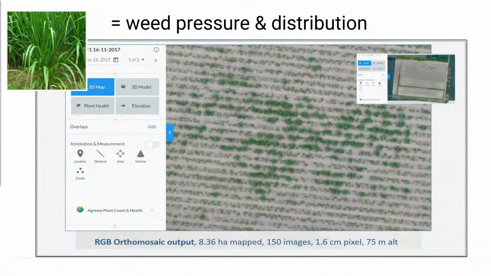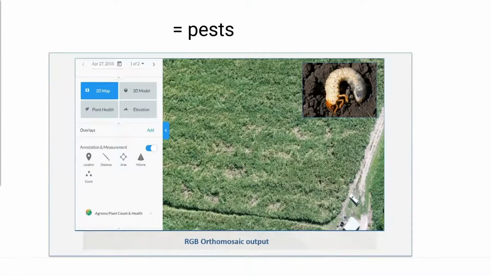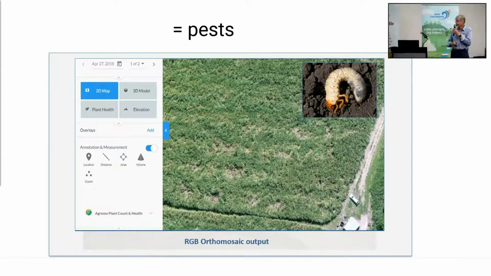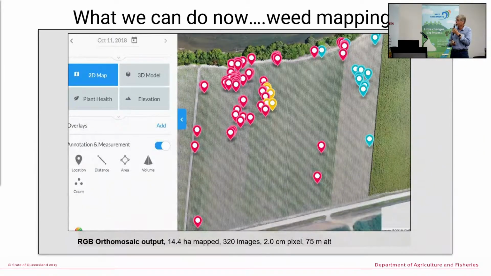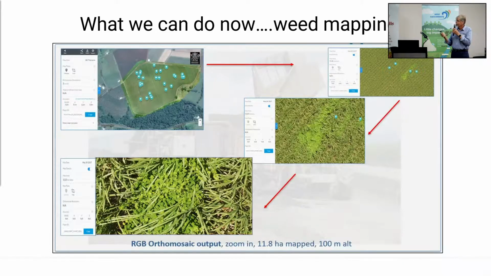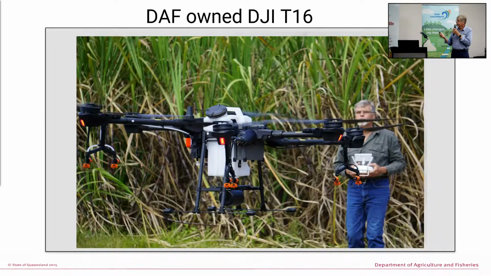It can be due to weed pressure. It can be due to pests. Here we're looking at cane grubs and the damage they can do. So there's a whole lot of stuff going on that can cause it. I'm going to jump the weed a little bit.